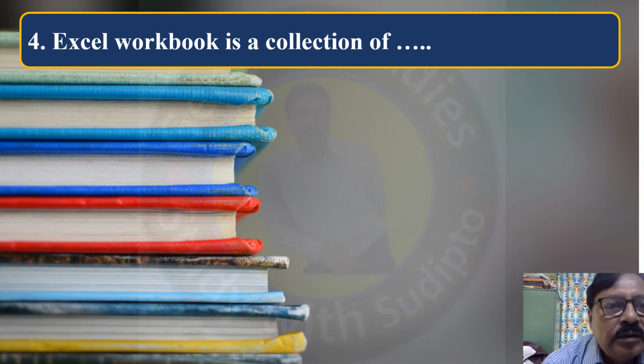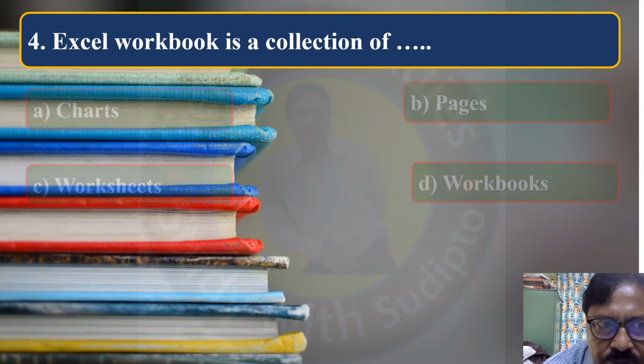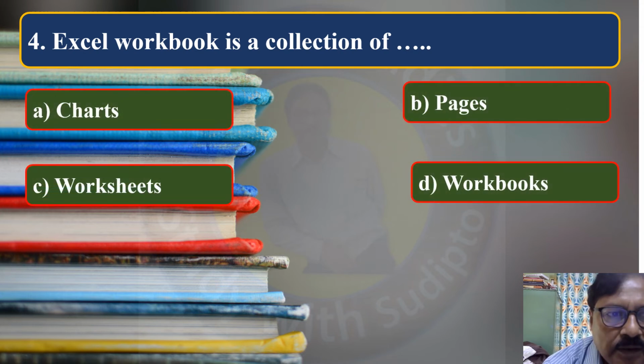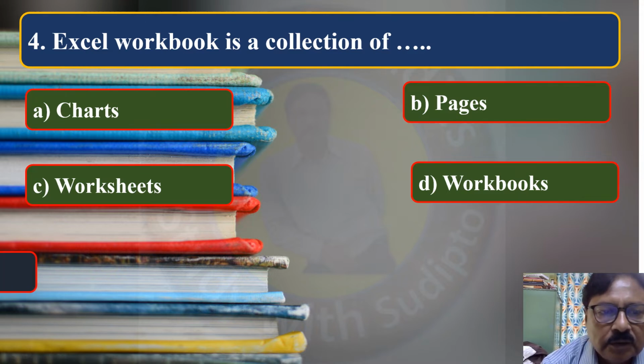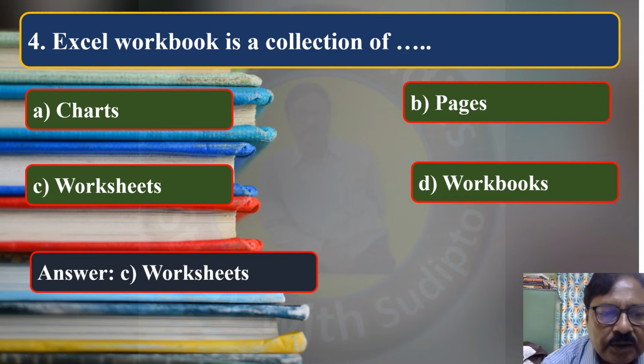Fourth, an Excel workbook is a collection of: option A chart, option B page, option C worksheets, option D workbook. The correct option is option C worksheet.